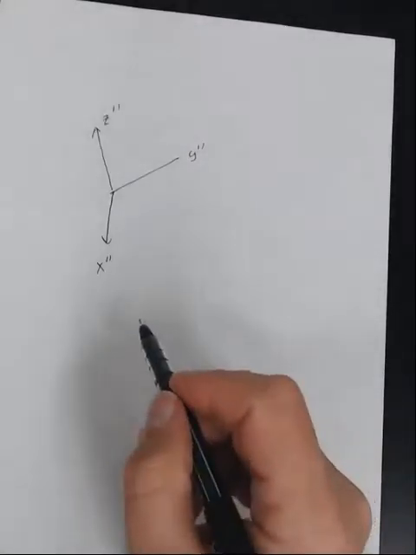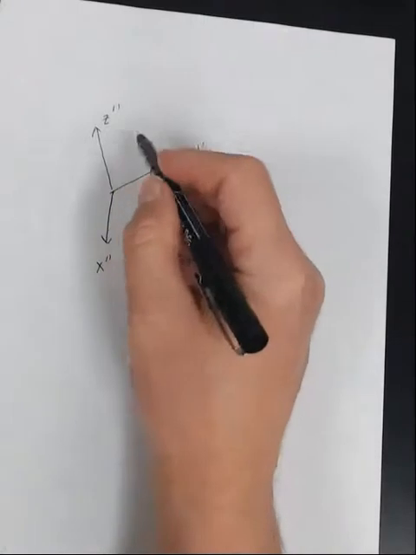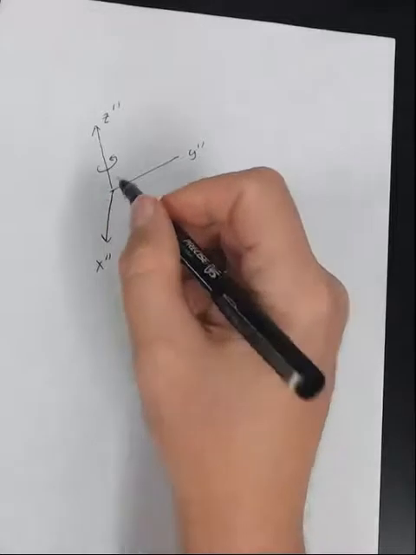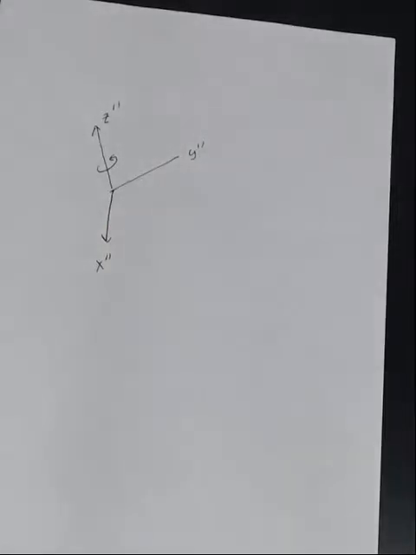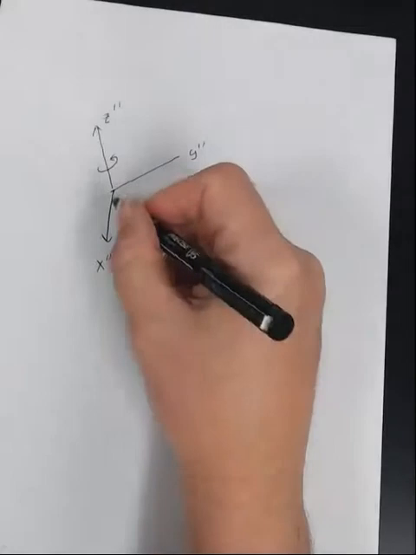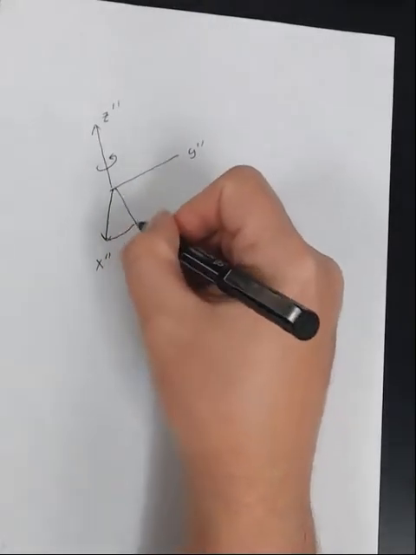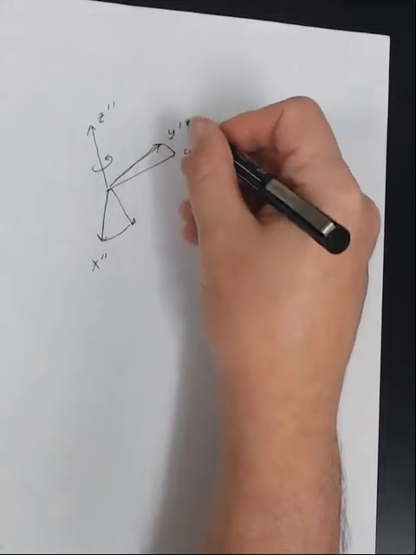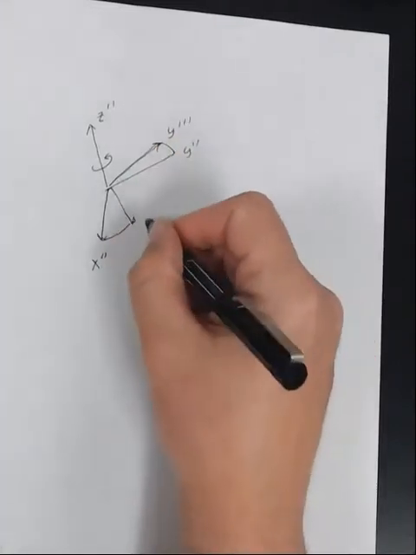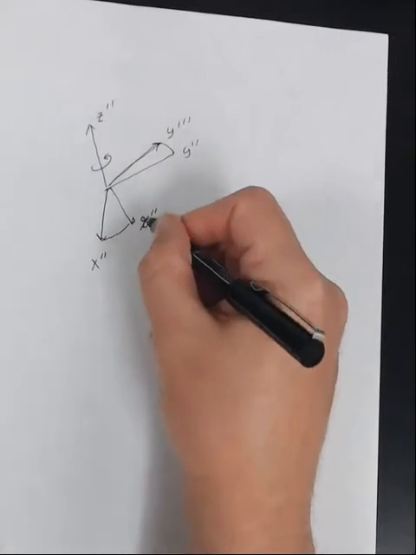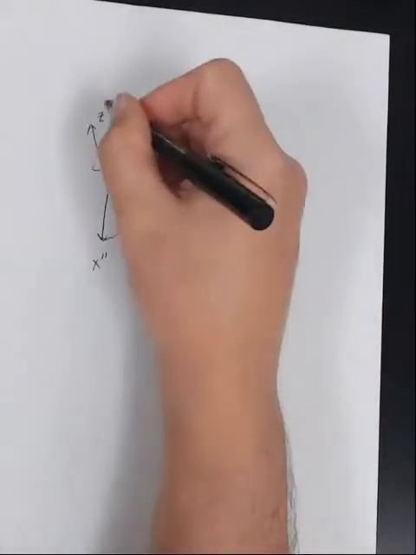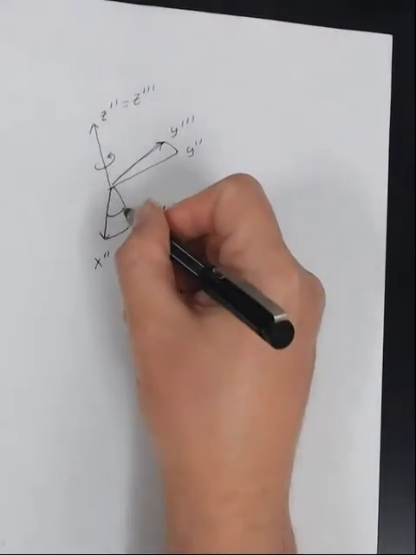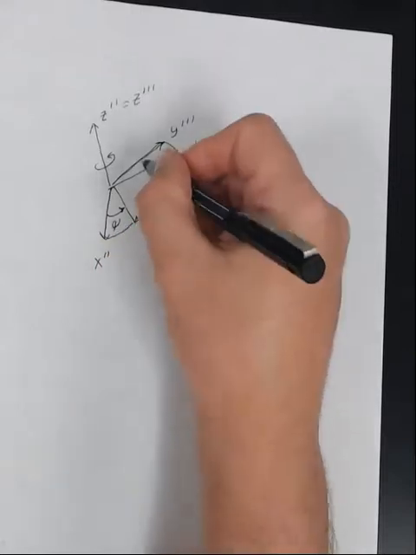So now we have our coordinate system like this. And so the last rotation is now rotate again around the z double prime. So x is going to go this way, y is going to go this way, so this will be y triple prime, or x triple prime, and z stays the same. And let's call this angle that it rotates through psi.